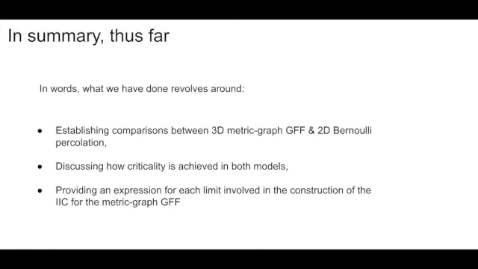So in words, what we have done revolves around establishing comparisons between the three-dimensional metric graph GFF and the two-dimensional Bernoulli percolation, discussing how criticality is achieved in both models, and providing an expression for each limit involved in the construction of the incipient infinite cluster for the metric graph GFF in 3 dimensions. And to move forward with this for the Villain model, we'll briefly draw the listener's attention to some general characteristics of the model, from which more details about the construction of the IIC can be viewed in the upcoming paper that we have been mentioning.